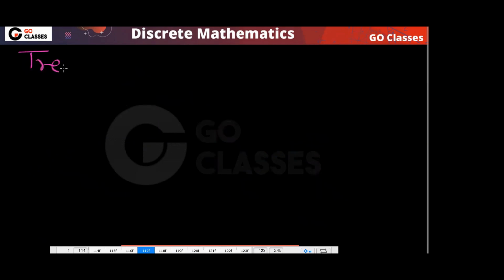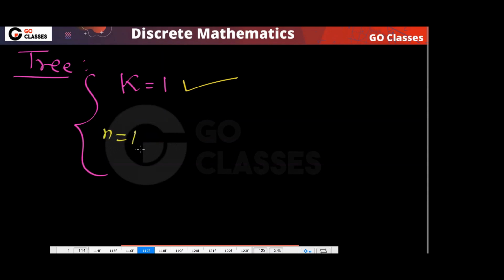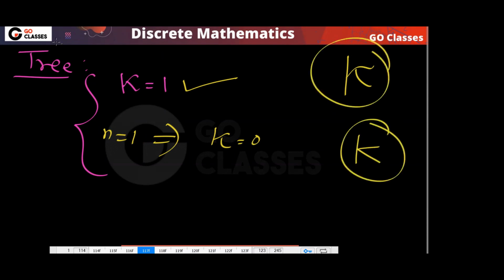And for a tree, what is the kappa? For a tree, kappa is equal to 1. But remember, if you have only a single vertex, that is, if n equals 1, then kappa will be 0. So this is how you can write the kappa. This is your k and this is your kappa.